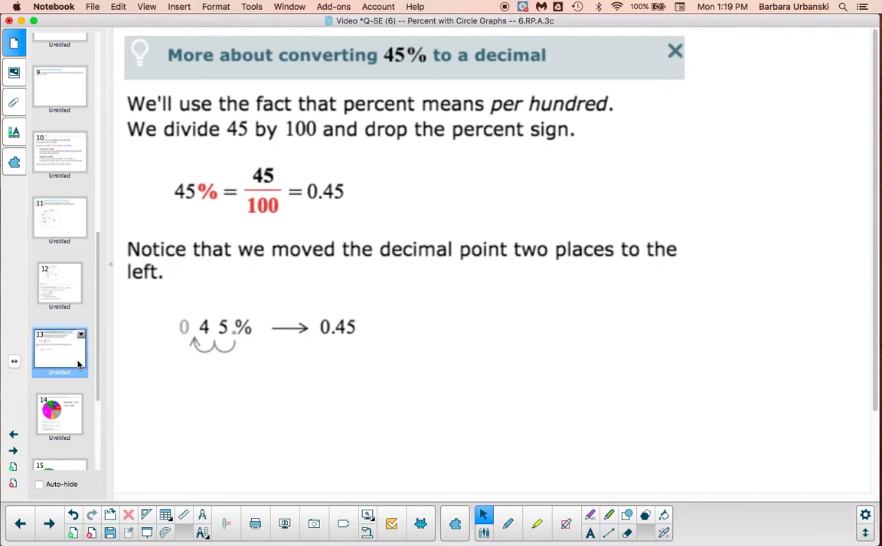Now, here's just a little reminder. If you have your 45%, and we've done this a lot, that means 45 per 100 or divided by 10 to the second power. The 45, the decimal would be after the 5. If you're getting smaller by 2 place values, 1 and 2, and there you go, your 0.45.